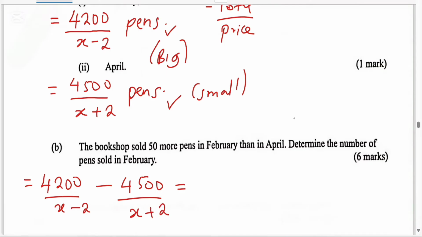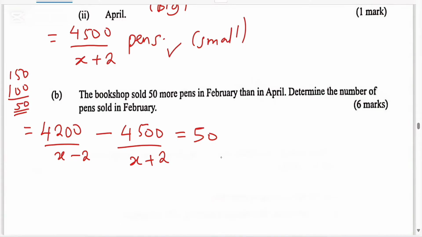A case scenario, let's say, kwa mfano, umenunua kwa bookshop, ilipata kuuza 150 pens in February, ikauza 100 pens in April. This means that the bookshop sold 50 more pens in February than in April. This is just a case scenario, a good example. So wachukua ile kubwa, which is ile ambayo iko kwa February, wa subtract na ile ya April. Equal to what? The difference is 50.